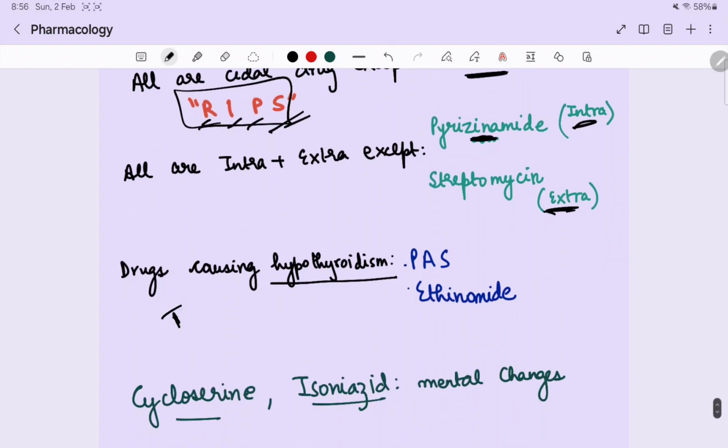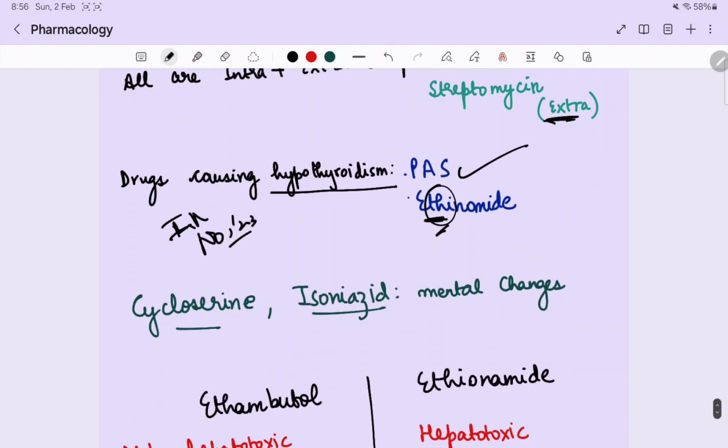This is an INI-CET PYQ, came in November INI-CET 2023. Which drug causes hypothyroidism? Ethionamide. Third, you can learn that it will affect the thyroid. Which two drugs will cause some mental changes? Cycloserine and isoniazid. Isoniazid is associated with transient memory loss, and you can learn cycloserine like a cycle, the mind will circle around. So some mental changes are present.